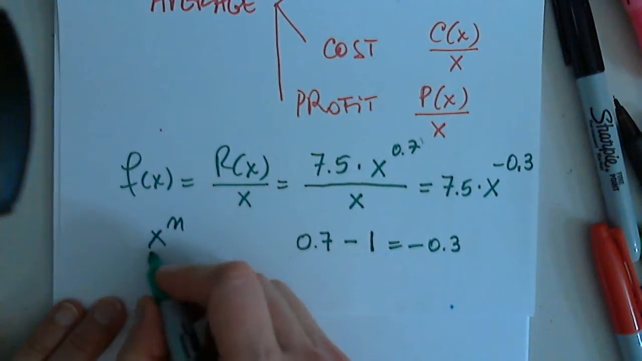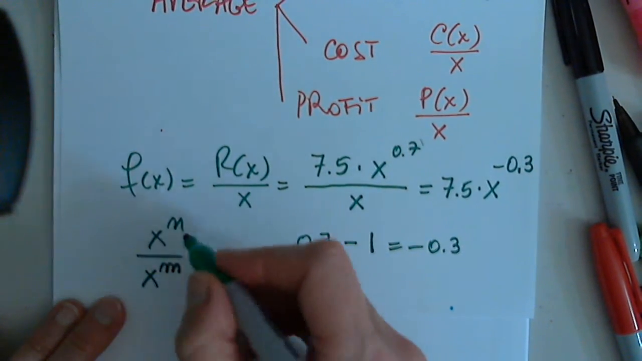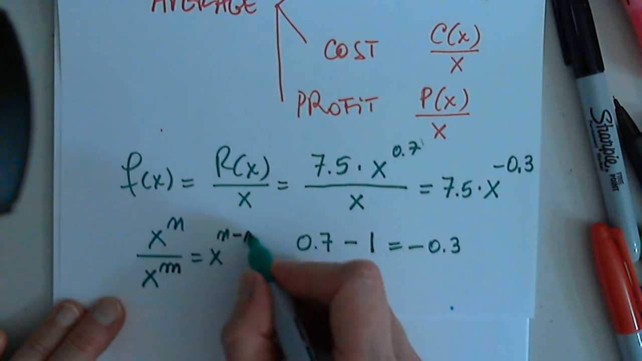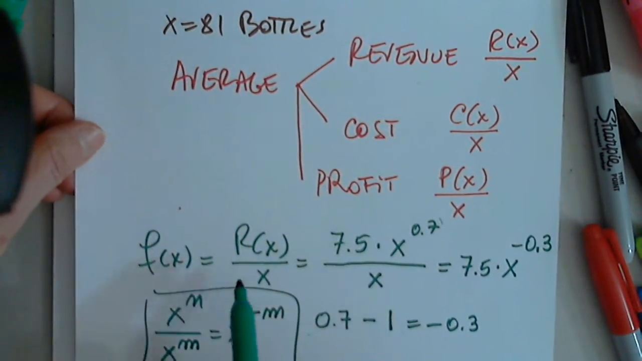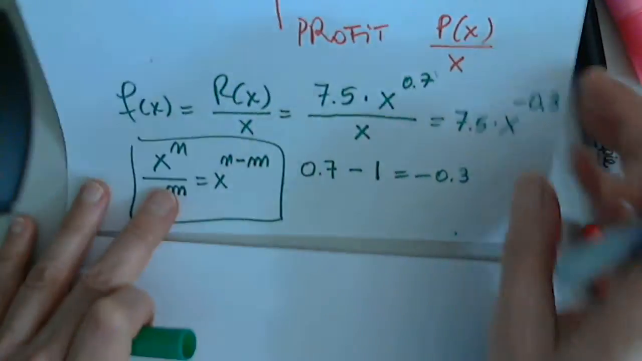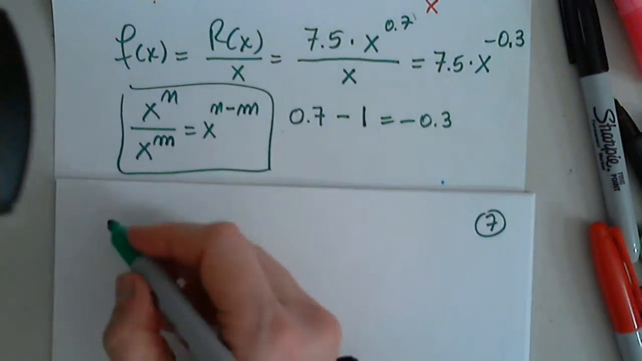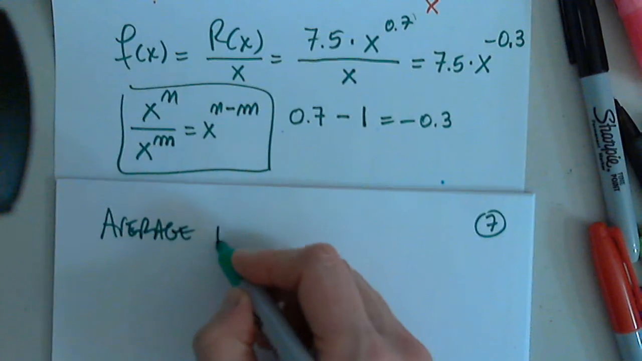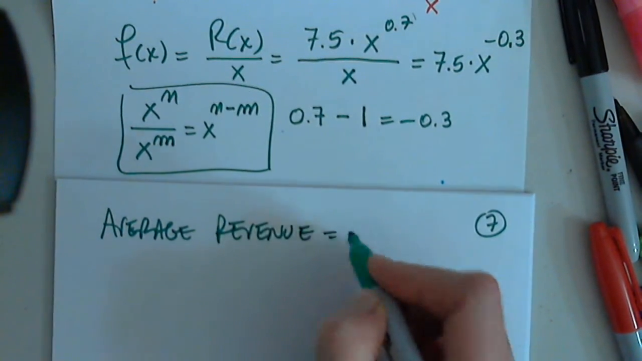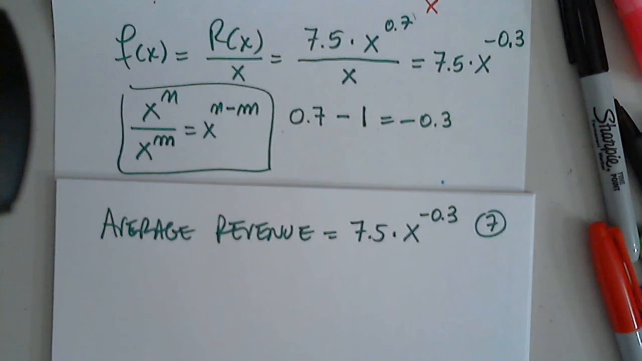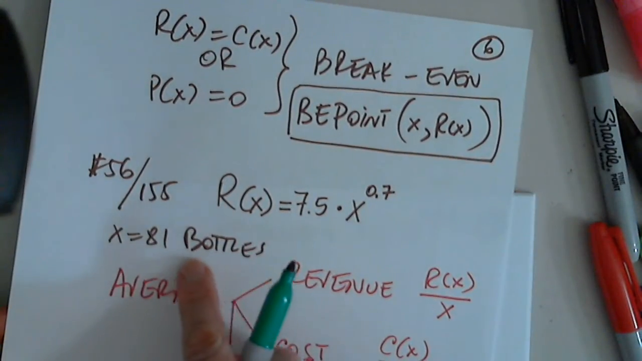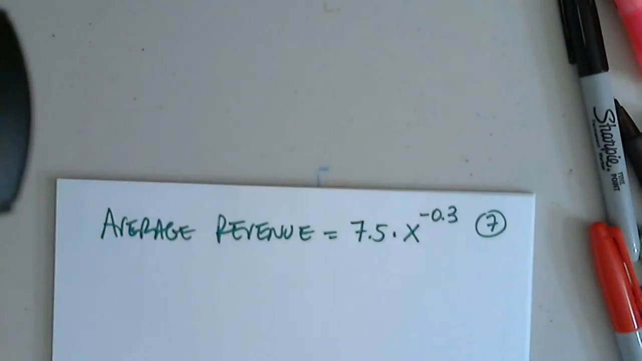So remember, x to the nth power over x to the mth power is x to the n minus m. That's the rule. So I have the function that represents the average revenue. The average revenue is 7.5 times x to the -0.3. They're asking us again to find the rate of change of the average revenue exactly when 81 bottles are produced and sold. What do I need to do next?